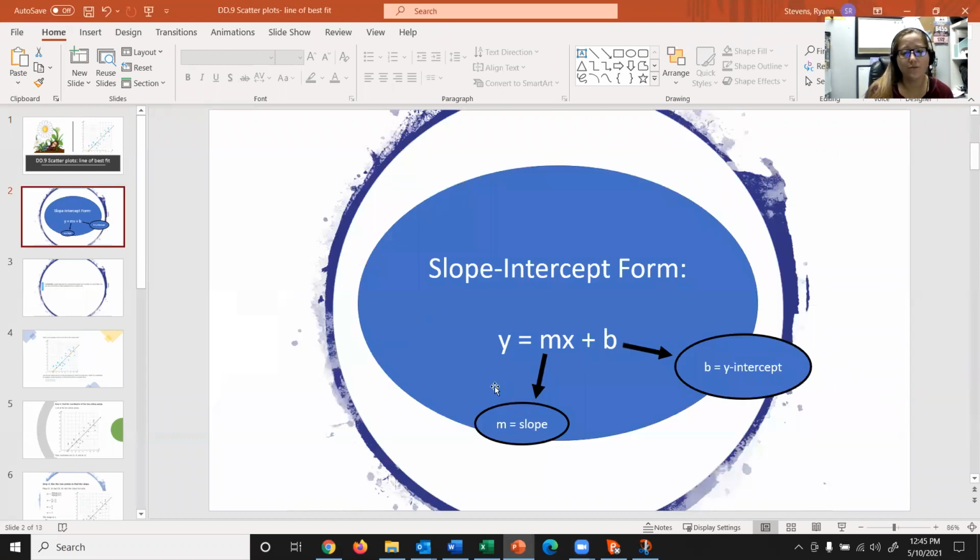Okay, so slope-intercept form is always going to be y is equal to mx plus b, where m is your slope or the movement of the points, and b is going to be your y-intercept, or where you begin the line, where it crosses the y axis.